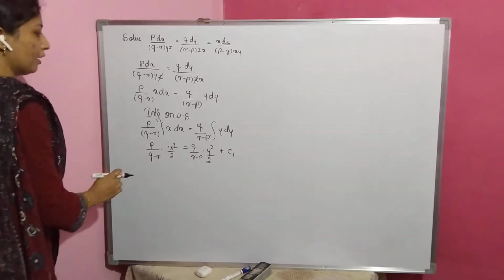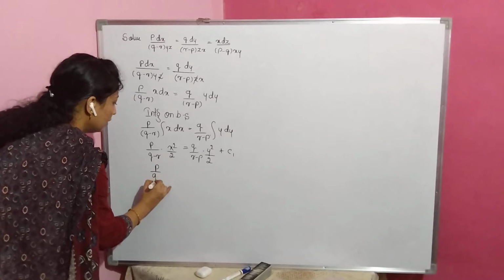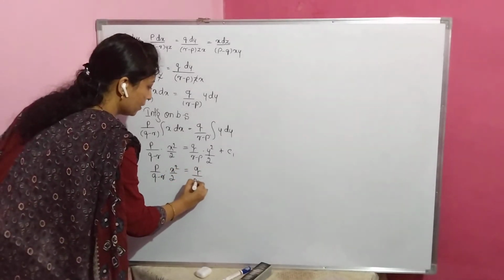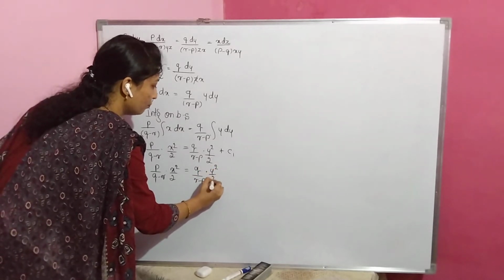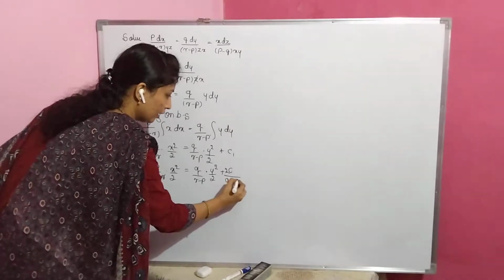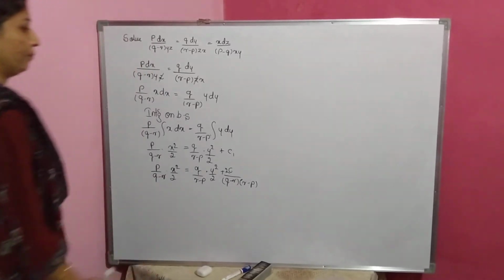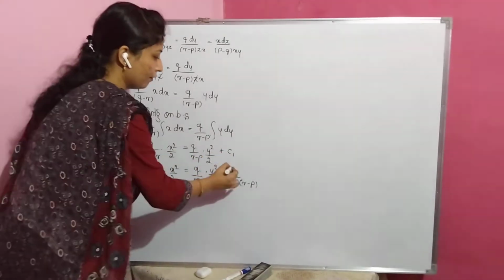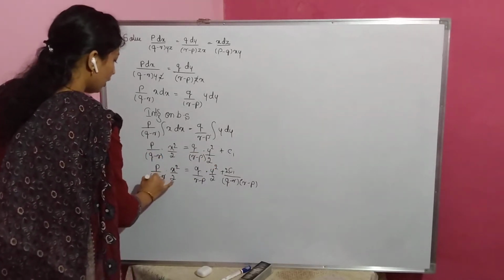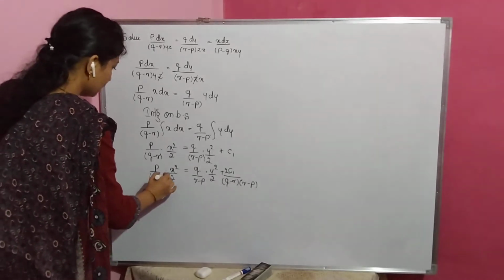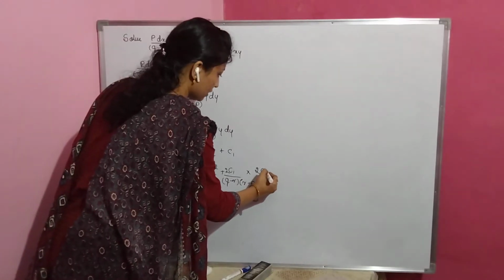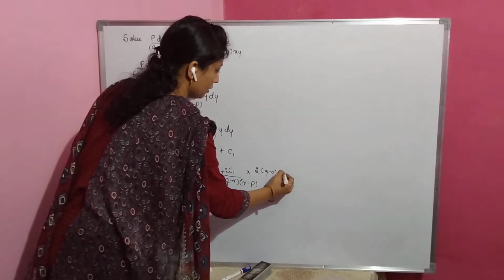So here P divided by Q minus R into x square divided by 2 is equal to Q divided by R minus P into y square divided by 2, plus this integral constant value, which can be written as 2C1 divided by Q minus R into R minus P. So we replace this C1 as 2C1 divided by Q minus R into R minus P. Now we multiply this entire equation by 2 into Q minus R into R minus P.